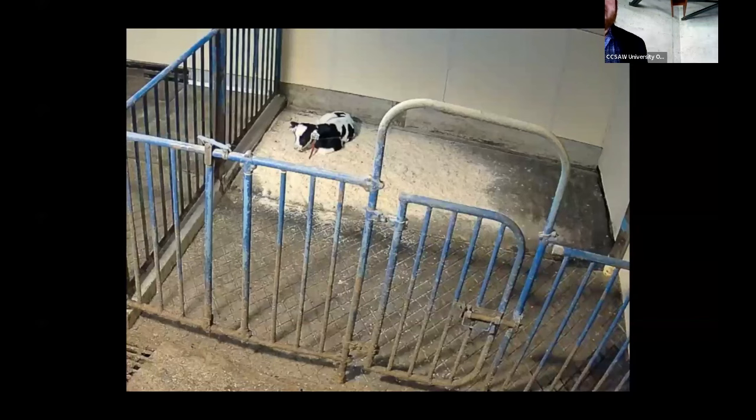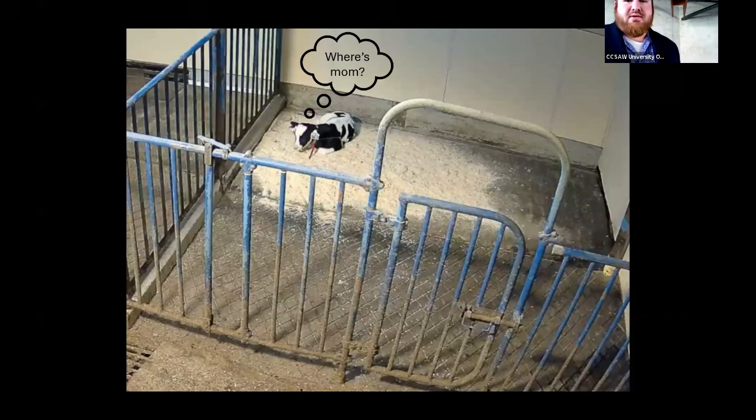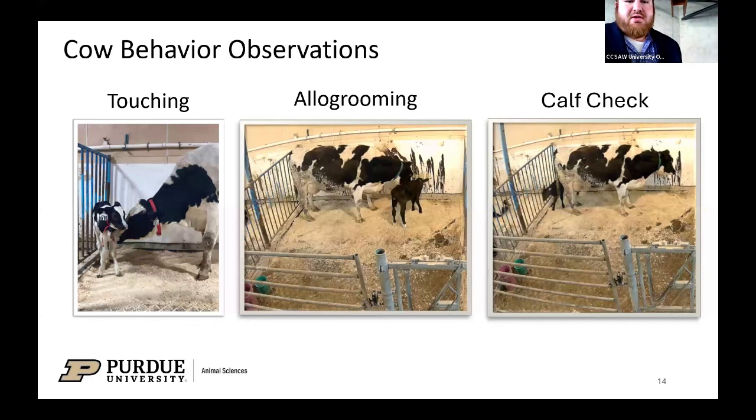And this is what we're referring to as the blue pen. The calf would come in and we recorded its behavior as well. But one thing we wondered while we were watching video was, what was the calf thinking? So let's dive into some of the behaviors we were looking at, just a piece of our ethogram.